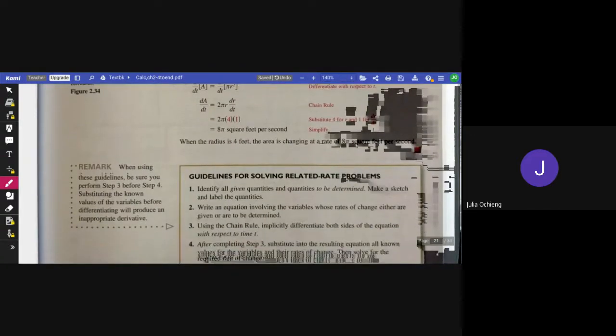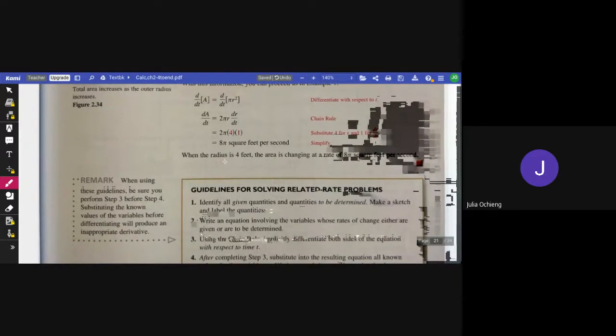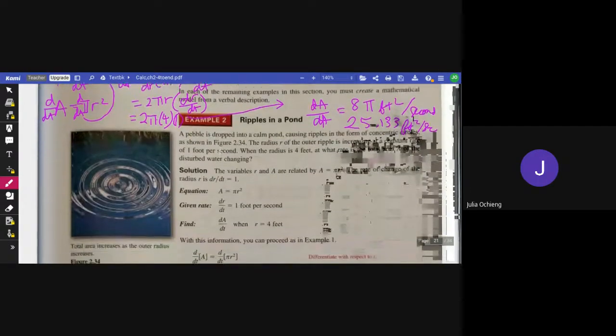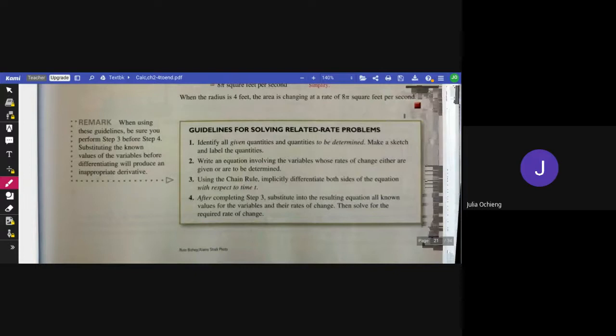Step 2, write an equation involving the variables whose rates of change either are given or are to be determined. So we need an equation, and it needs to use either radius or time, since those are the given quantities. They gave us the radius and they gave us the derivative of the radius in terms of time. They also asked for area, so you know that there's likely going to be an area formula involved in the situation. Step 3, using the chain rule, implicitly differentiate both sides of the equation with respect to time.